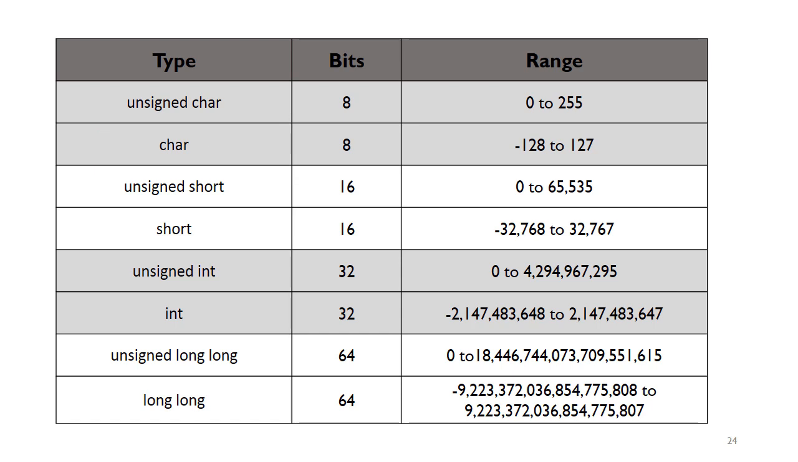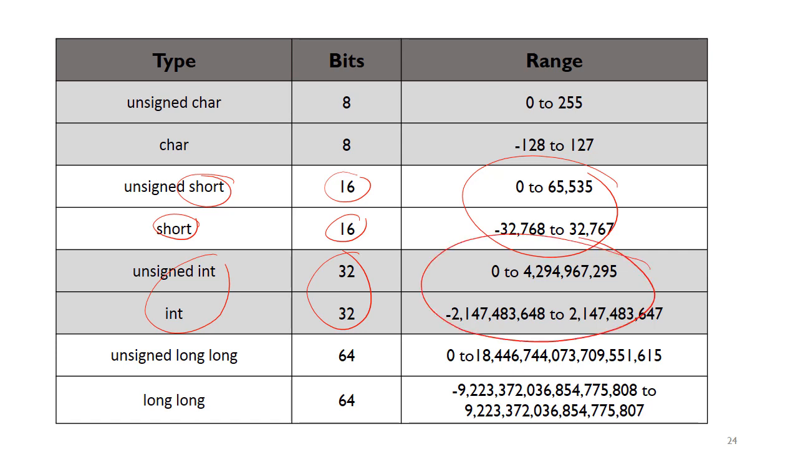And we've got shorts. These are 16 bits, so each one of these is now 2 bytes. These give us the values we can store in there. And ints, 32 bits or 4 bytes. Again, you can see we've got much bigger ranges now. We've got more bytes in these variables.